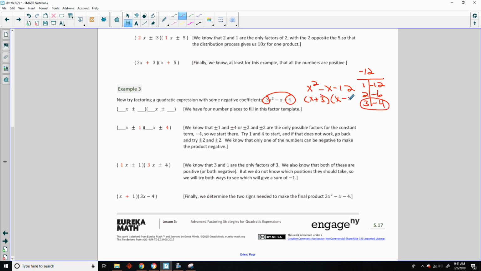Don't forget, we multiplied by this 3, so I have to divide that back out. This reduces to x plus 1. This doesn't reduce, so that becomes the coefficient of my linear term. So the answer is x plus 1 times 3x minus 4. And as you can see, the Beats method works.